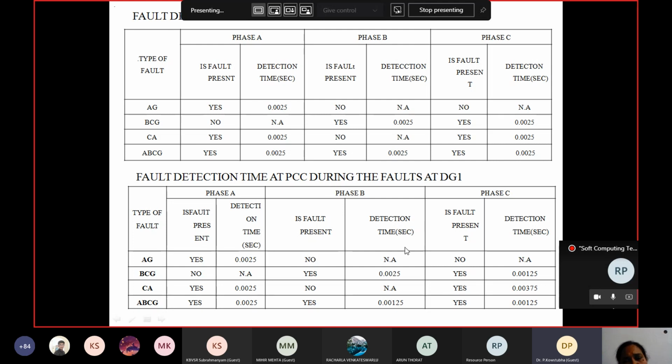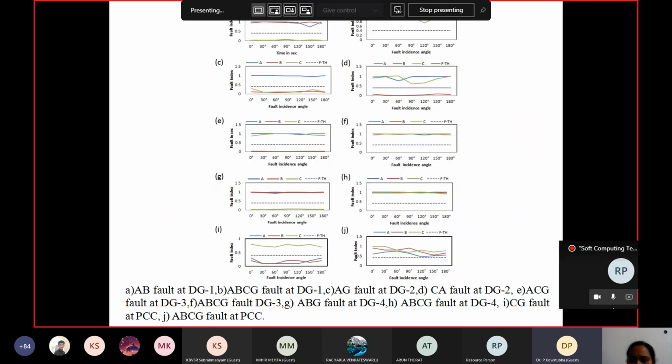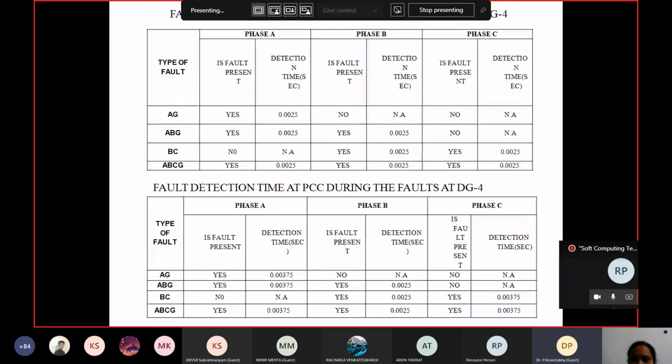From these, we can observe that all the time periods are less than a quarter cycle. For a 50 Hertz system, the time period is 1 by 50, 0.02 seconds for one cycle, 0.01 for half cycle, and 0.005 for quarter cycle. If we observe these time periods within the quarter cycle, we can detect the faults very accurately and precisely at DG4, DG3, DG2. I have tabulated all the time periods. It is evident that all the faults can be detected within the quarter cycle.